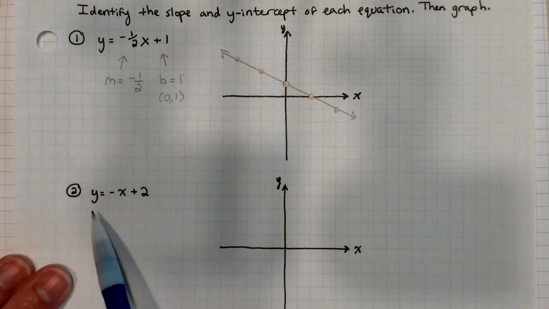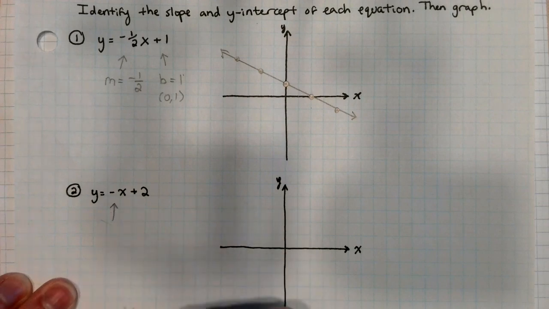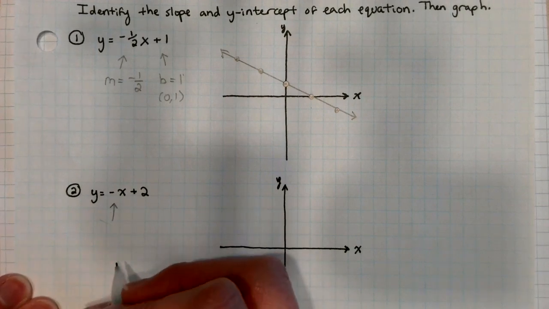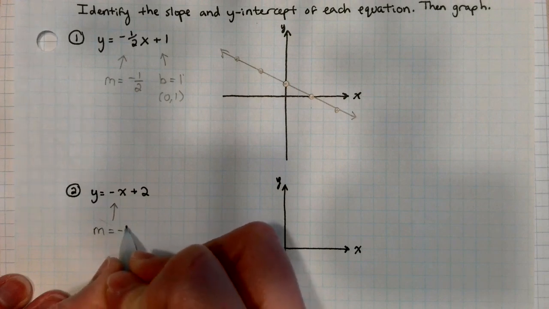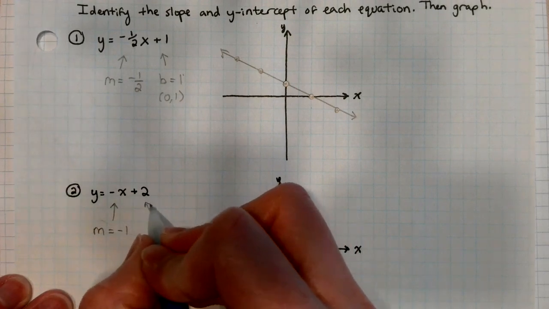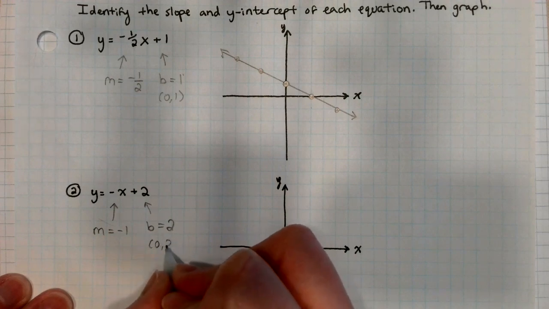The second example, we have y equals negative x plus 2. So again, looking in front of x, that's our m value that we're looking for. So m equals negative 1. And in this case, b, our y-intercept, is 2, which is the point (0, 2).